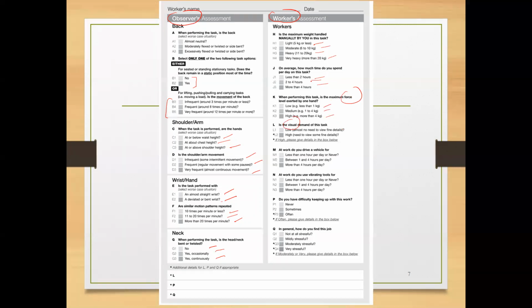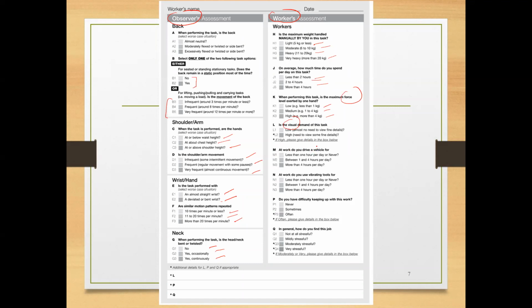Visual demand. So you can see we are adding more risk factors other than the posture. The observer mostly observed things related to posture, the angle, the twisting and bending that can be easily observed, but few things that the worker can tell better, or that cannot be observed, are being filled in by the worker himself. So visual demand is low or high.